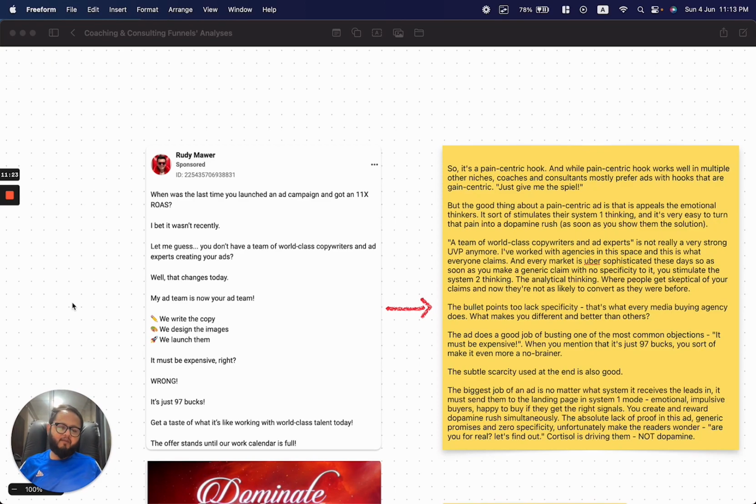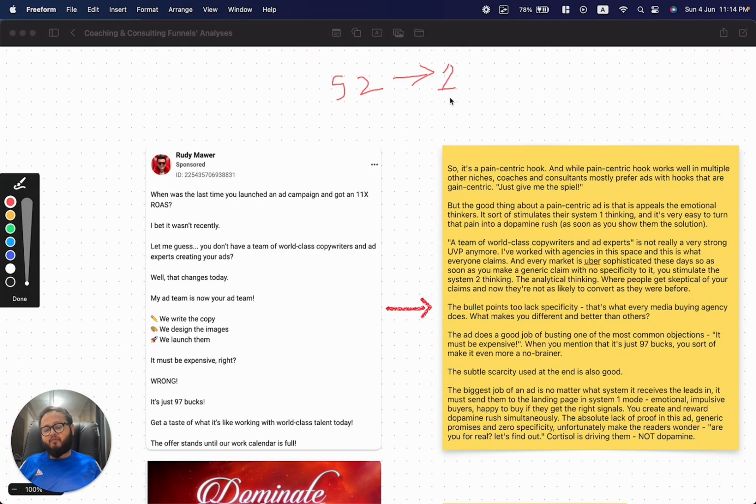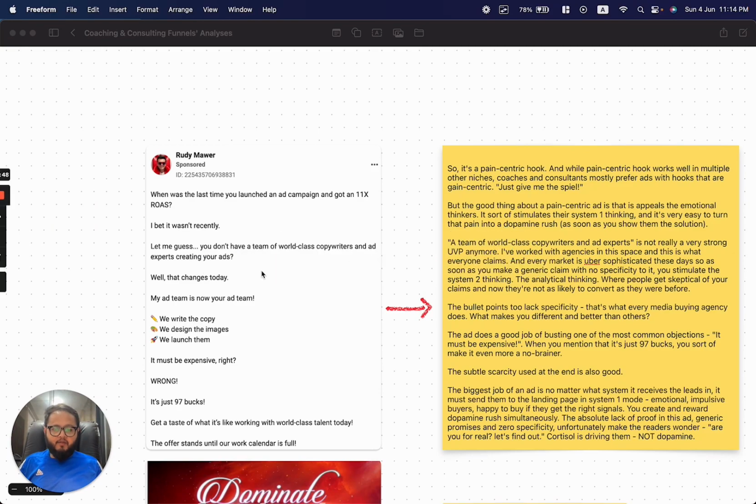So much manipulation, so many over-the-top claims, false advertising, that most of the people are System 2 thinkers. And your ad's job is to take those System 2 thinkers and turn them into System 1 thinkers, right? Which is not what this ad is basically doing. Which is a hard thing to do, by the way. So that was my criticism. I got carried away a little bit.